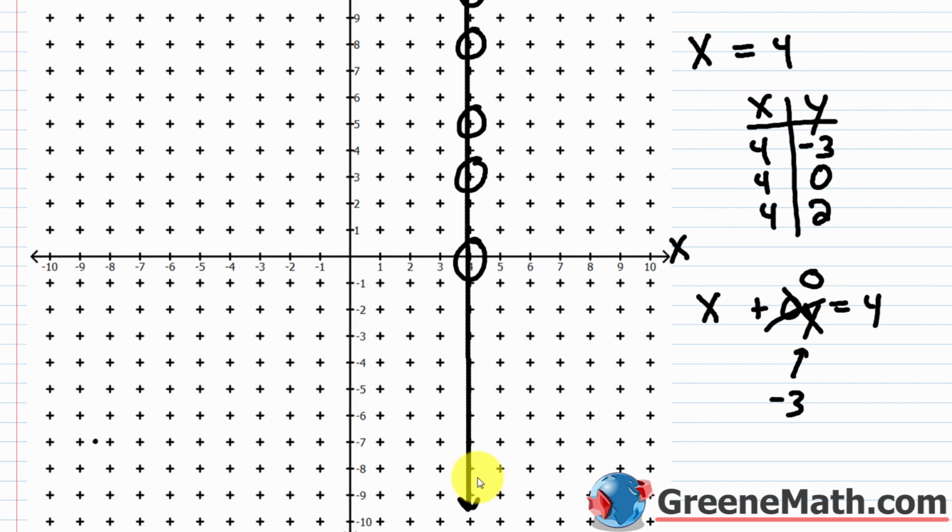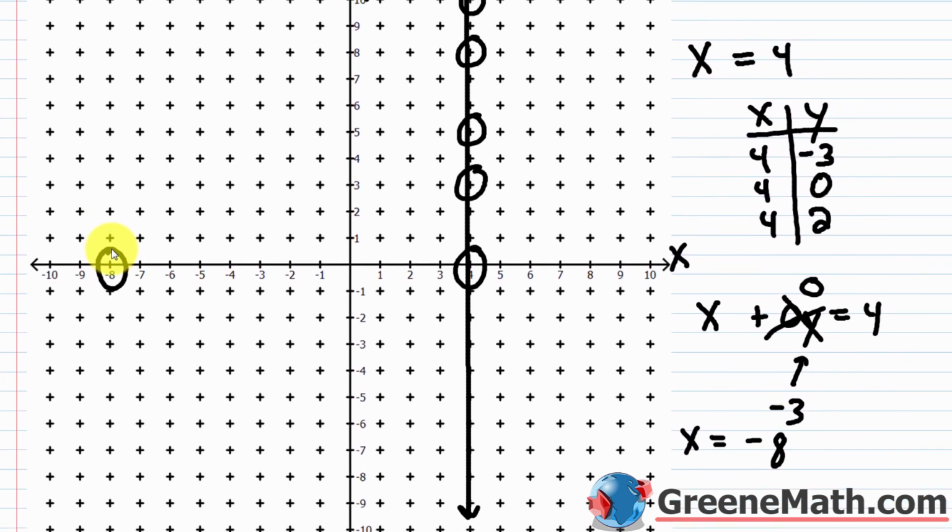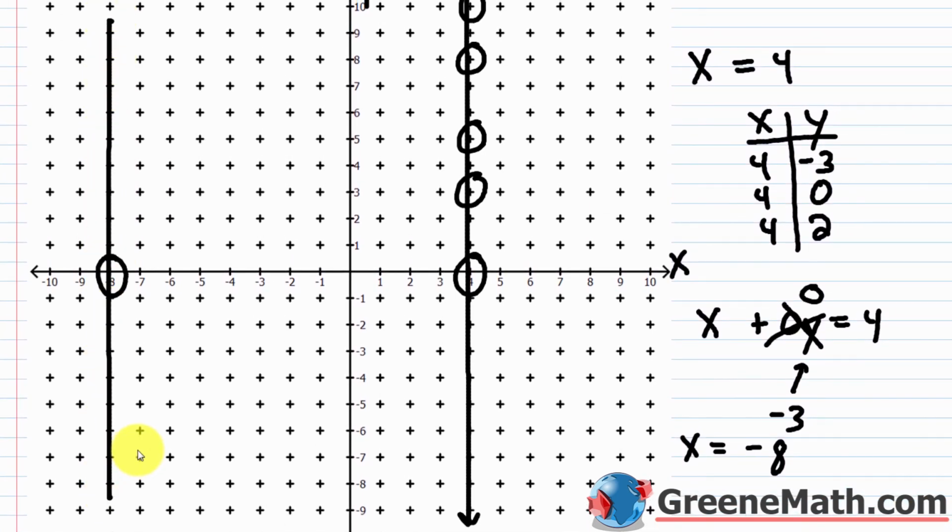All right, so let's try another one. Let's say x was equal to, I don't know, negative 8, for example. What would I do there? Well, I'd find negative 8 on the x-axis, which is right here, and I would simply draw a vertical line. Again, make sure to use my arrows. Let me label everything, make it clear. So again, this was x equals 4, and this is x equals negative 8.